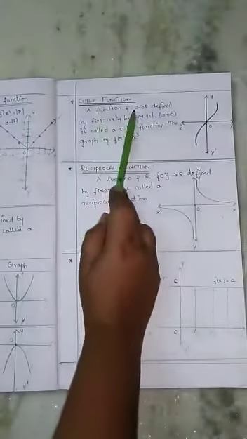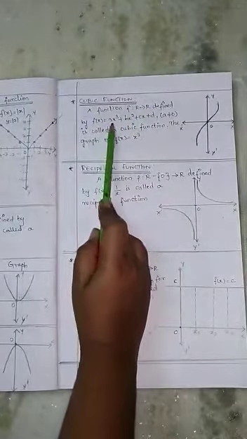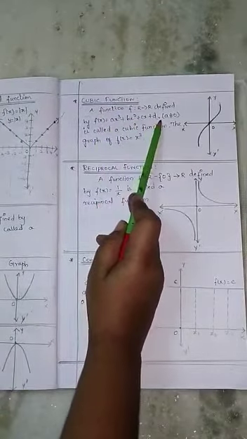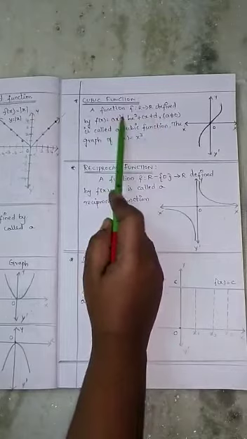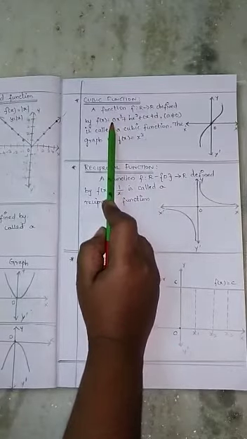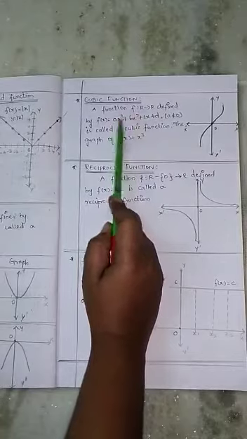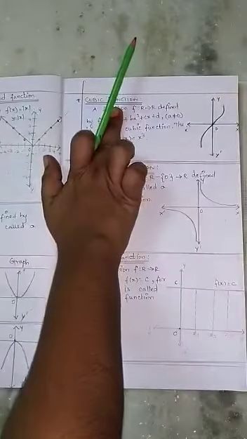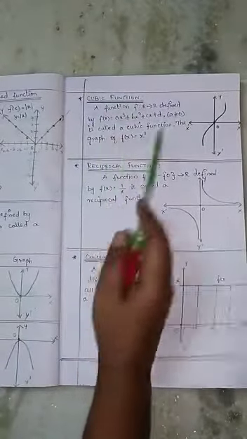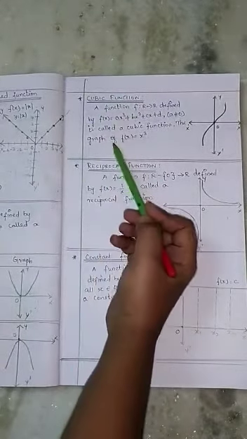Okay, now cubic means a function f mapping R to R defined by f of x equal to ax cube plus bx square plus cx plus d. Here you just see, here what is the cube value? Here 3, highest power is 3. If x cube is 0, it will automatically go to quadratic function. So if highest power is 3 only, it is called cubic function.